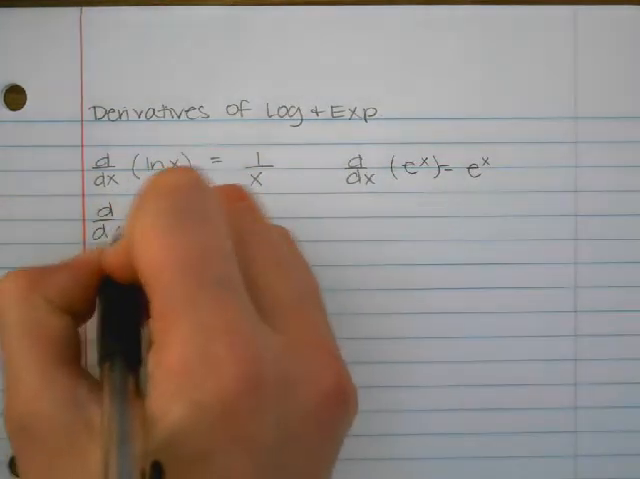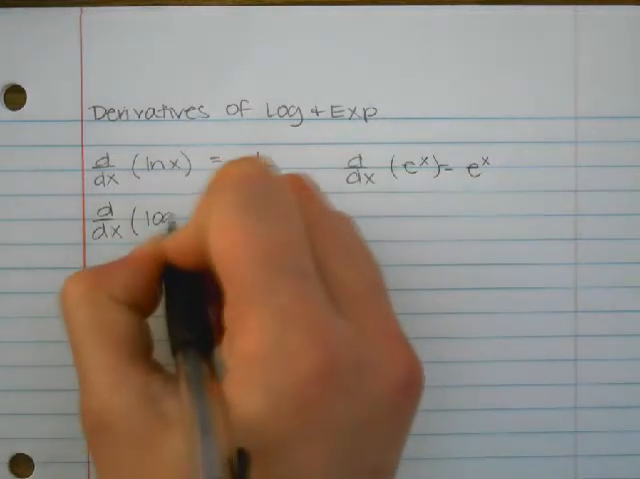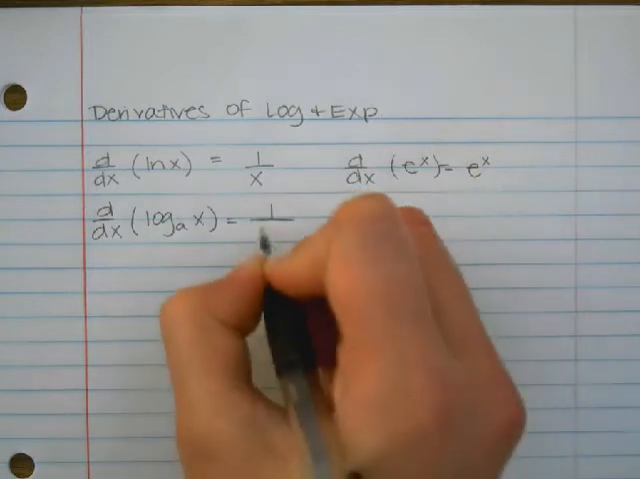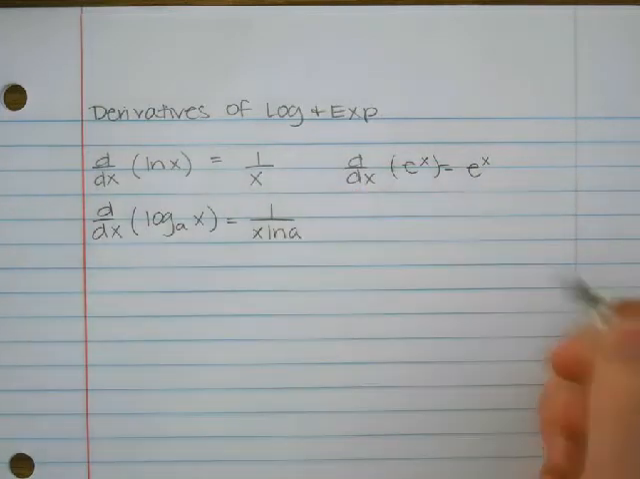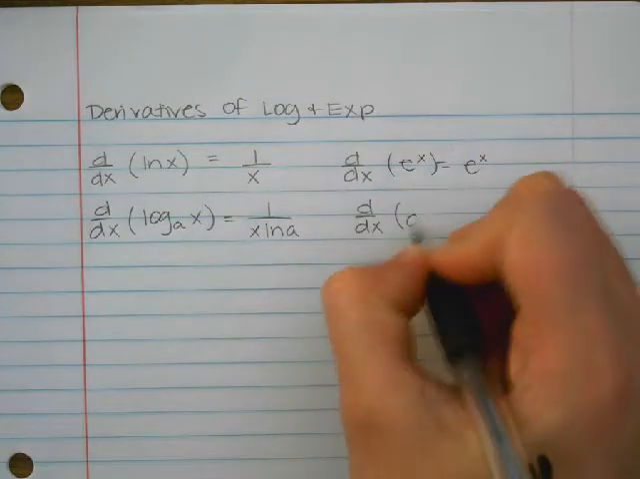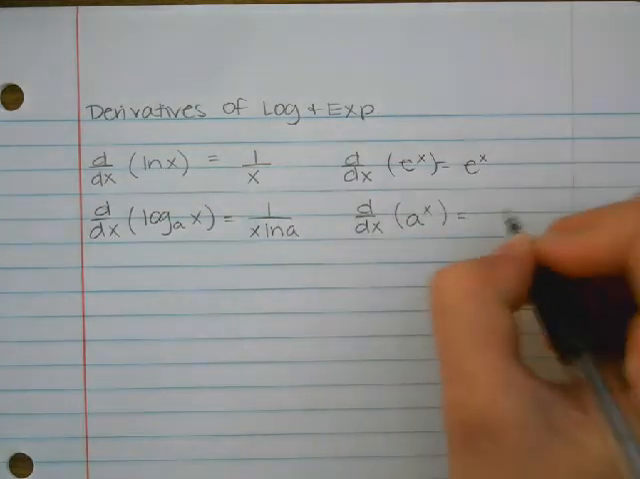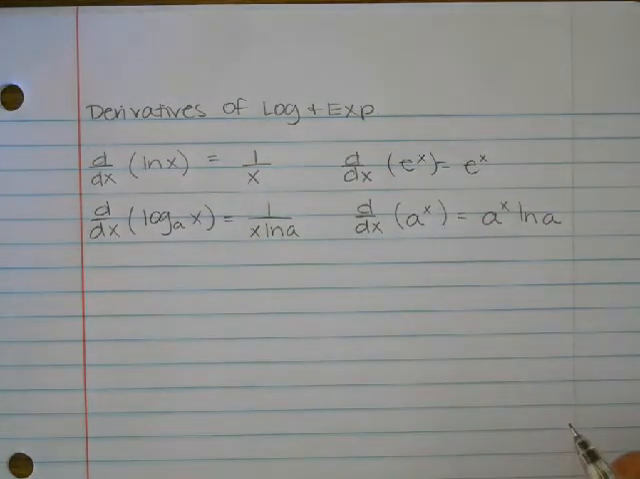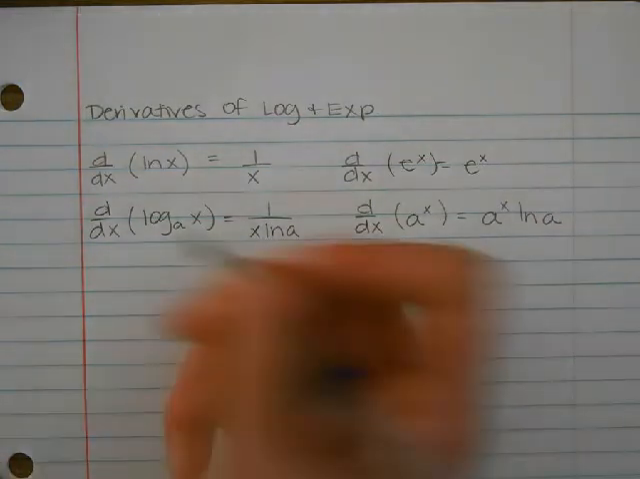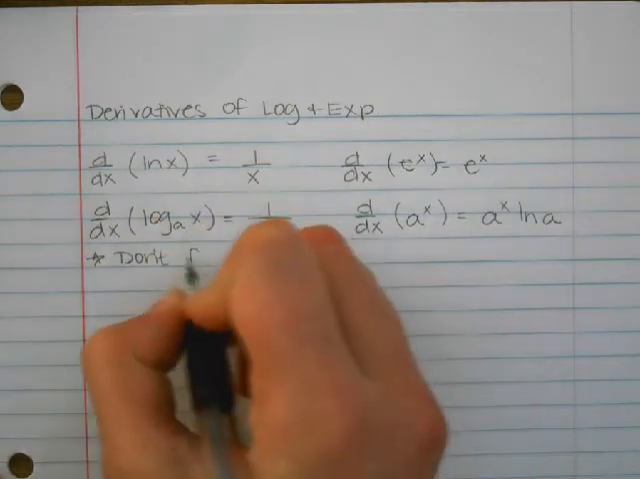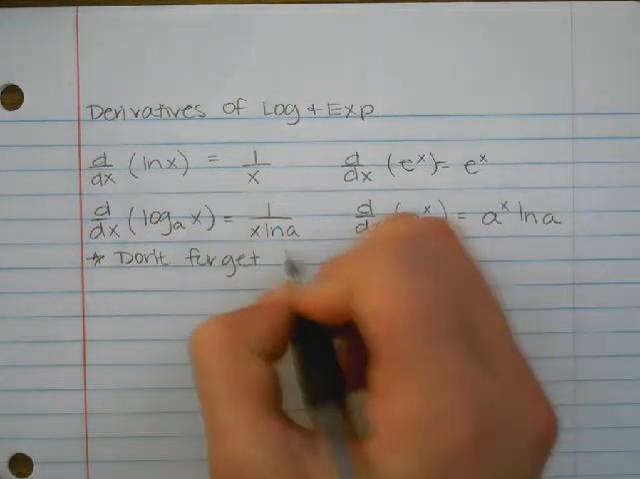d dx of log base a of x is 1 over x ln a. And then the derivative of a to the x is a to the x multiplied by ln a. So those are the four rules that we're going to focus on, and then we want to make sure that we do not forget the chain rule.